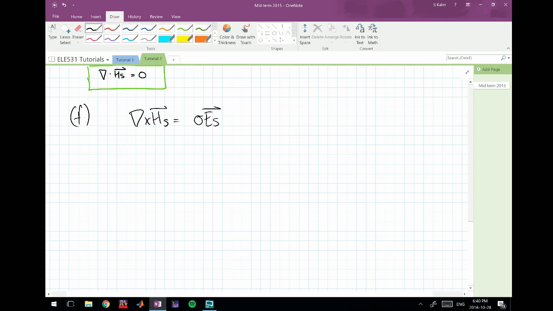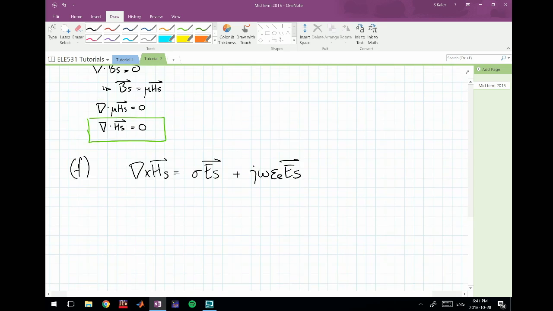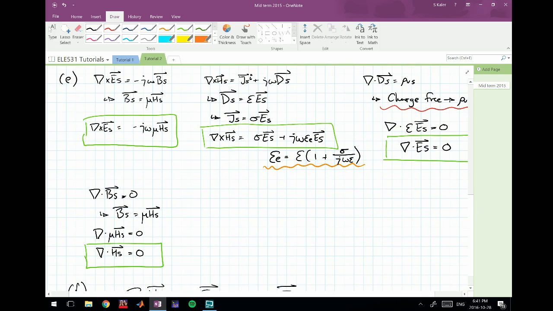Hold on, how do I want to do this? Okay, so here's what I'm going to do. There's a number of ways you can do it. He does it a different way. I'm going to do it a different way, so you'll have his solution and then you'll have mine as well. So then you have plus j omega epsilon E_s. This is just Ampere's law that we simplified above, right? This right here.